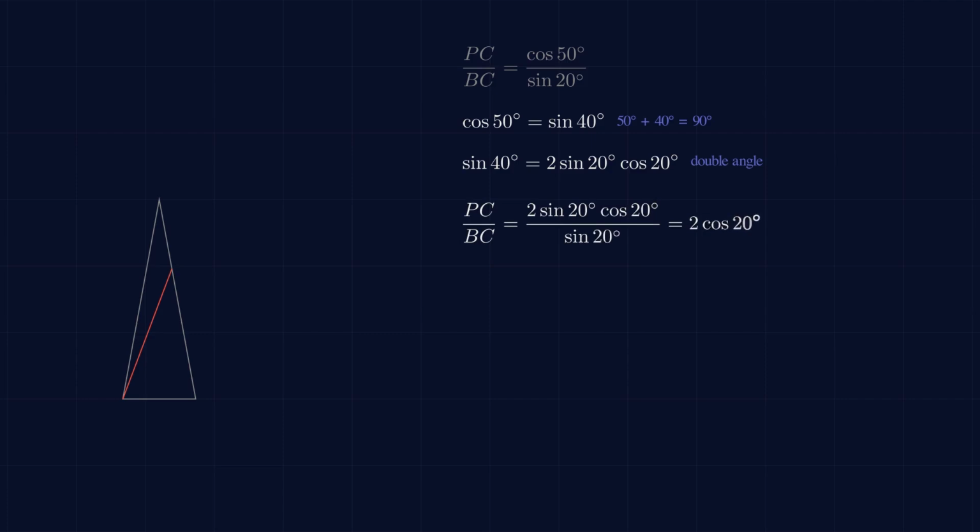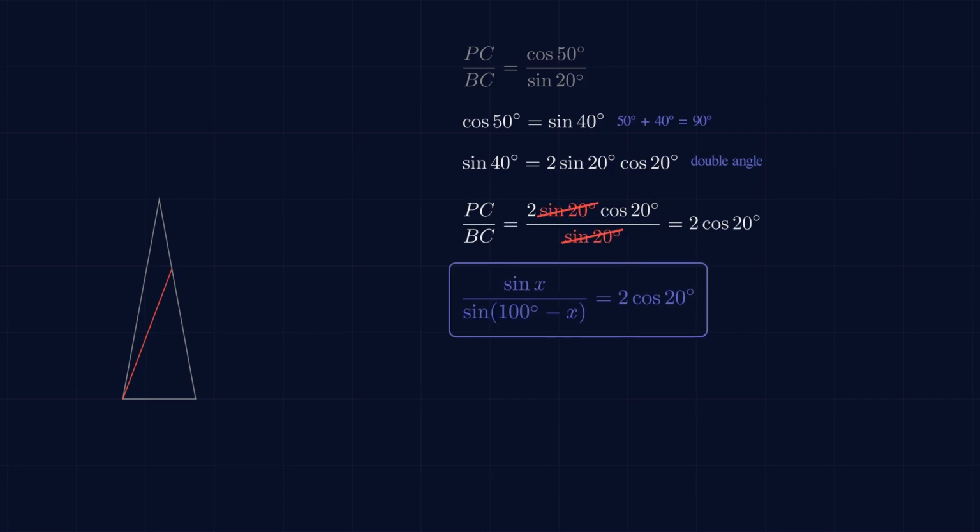Now let's solve our equation. The right side has cosine 50 over sine 20. Here's a nice connection. Cosine 50 is the same as sine 40. Why? Because 50 and 40 are complementary. They add to 90. And sine 40 is a double angle. 2 sine 20 cosine 20. See the common factor? Sine 20 appears top and bottom. Cancel it, and we're left with just 2 cosine 20.